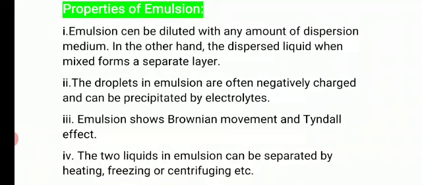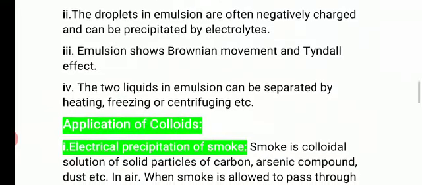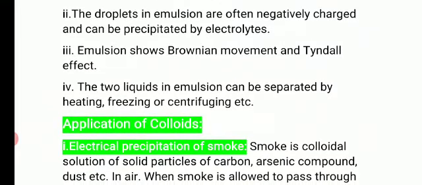On the other hand, the dispersion liquid when mixed form a separate layer. Okay. Second one is the droplets in the emulsion are often negatively charged and can be precipitated by electrolytes. Generally in the emulsion, the droplets are generally negatively charged species. Understood? Most of the time they are negatively charged species, and that can be precipitated by adding an electrolyte. If we add any electrolyte, then the precipitation or coagulation of those negatively charged droplets will be there.